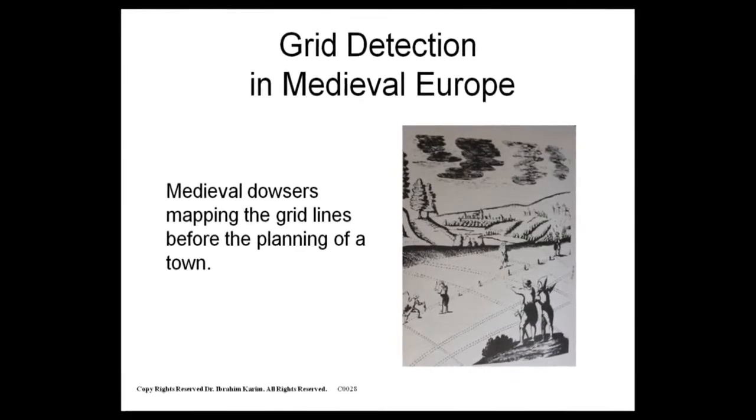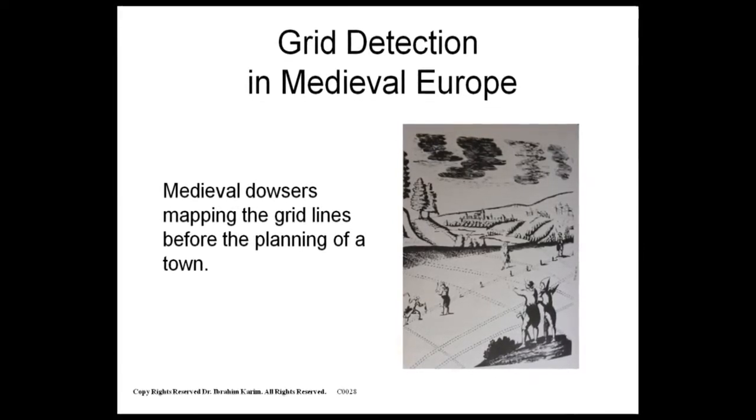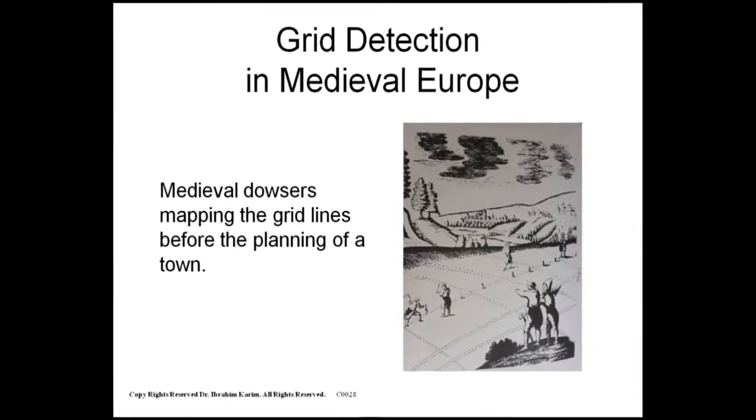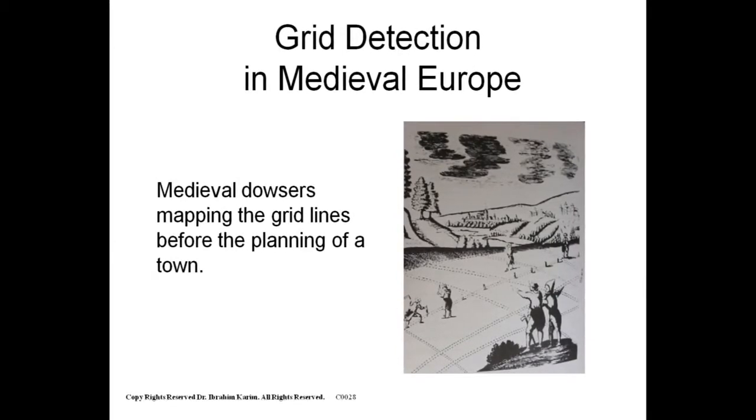The earth lines could be used either for placing the walls of the building on or the central axis of the building. And so this woodblock print shows in medieval times the dowsers of that time, vibrationally testing for where the lines of energy are running in the earth to plan out the city.